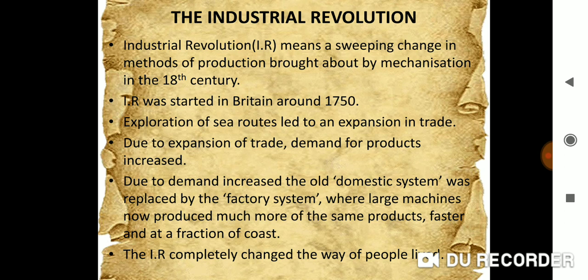And due to increased demand, the old domestic system was replaced by the factory system. So before that, what system was there? The domestic system, meaning the handicraft system. घर में बैठ के जो लोग हाथ से काम करता था, that is called the domestic system. So due to increased demand, the old domestic system was replaced by the factory system.